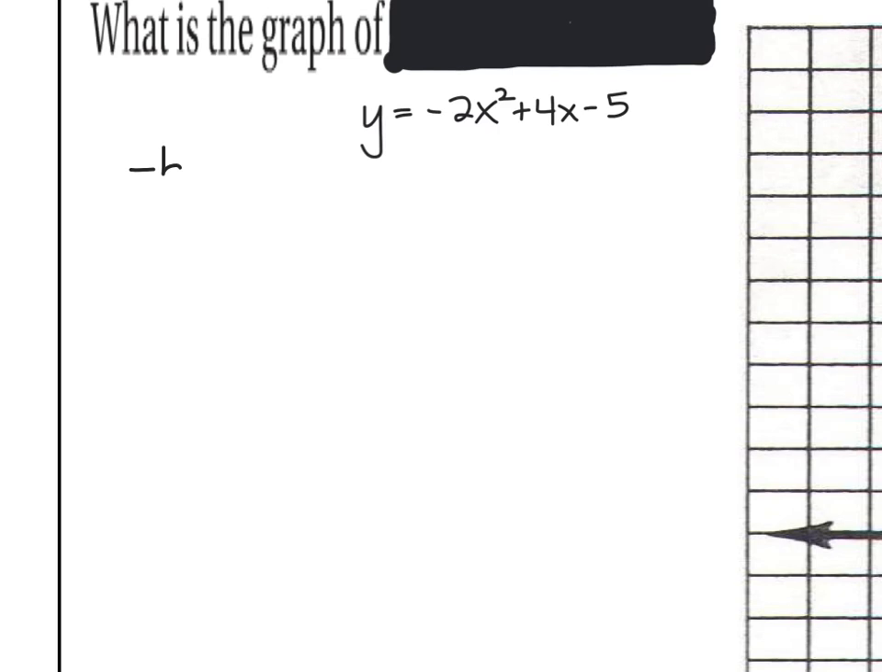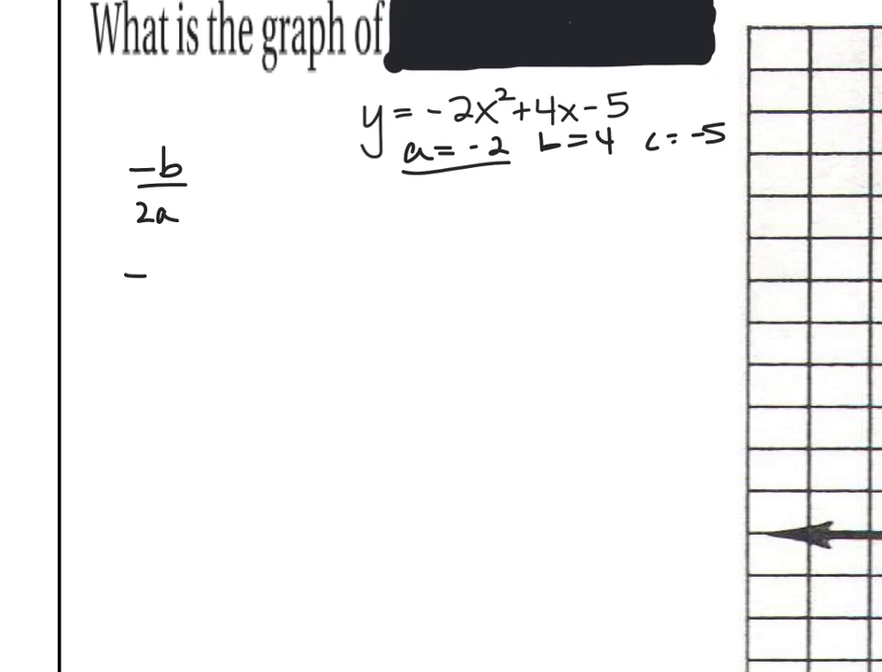Find the vertex. I'm taking the opposite of b over 2a, which in this case, a is negative 2, b is 4, and c is negative 5. So this problem is going to be a little bit different because my a value is not 1 this time. Okay, so the opposite of b over 2a.